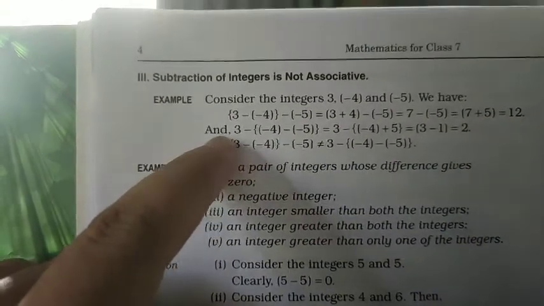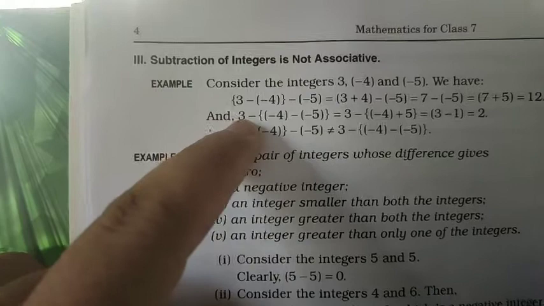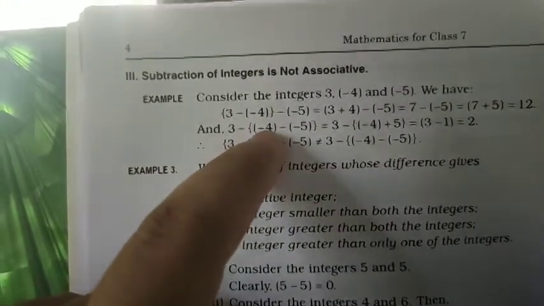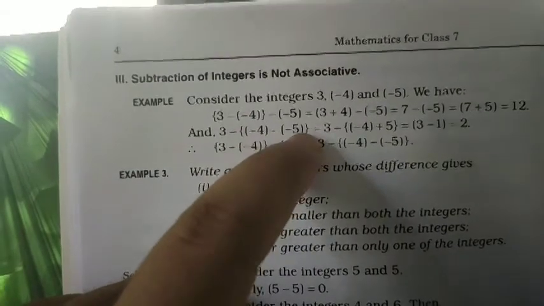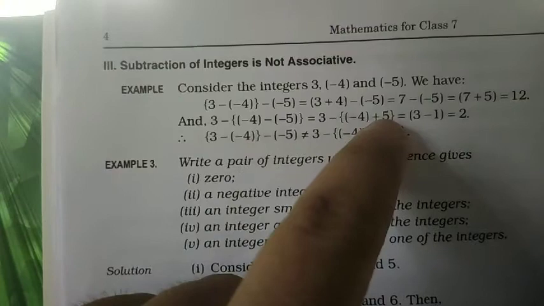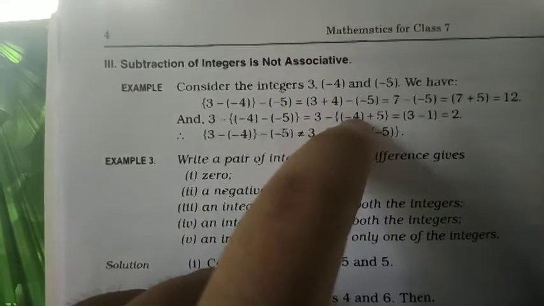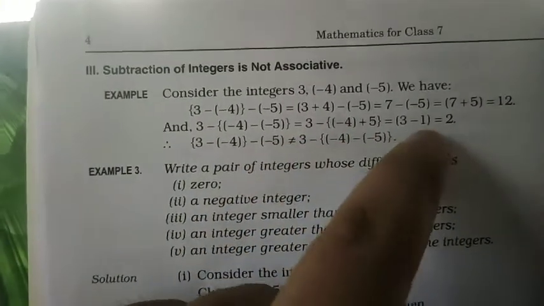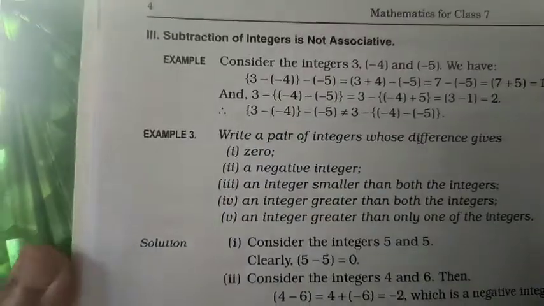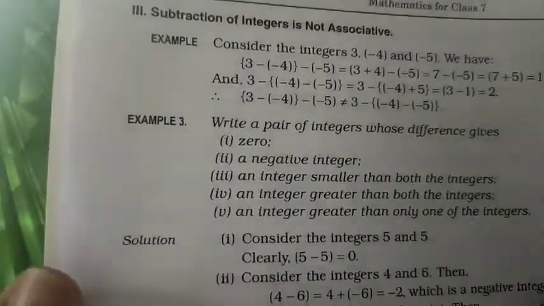Now if we change the position, for example if we do minus 4 and minus 5 first, minus 4 minus bracket minus 5, so minus minus gives us plus first. So 5 minus 4 will give us 1. So 3 minus 1 here will give us 2. So it will never be equal. Therefore subtraction of integers is not associative.